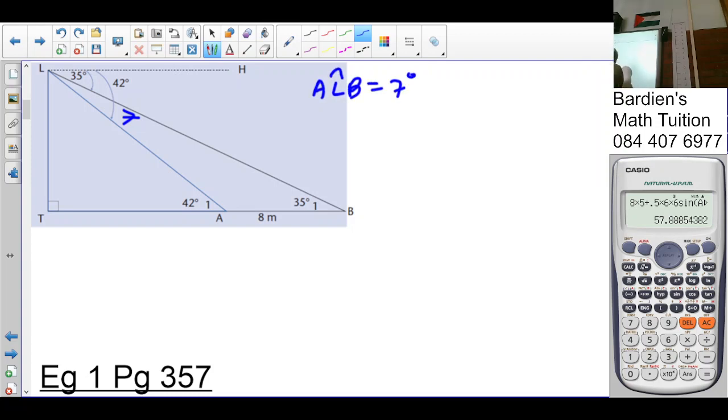What gets a 42 minus 35? Okay? Now which rule are we going to use? Sine rule. So sine of 35 degrees over LA is equal to sine of 7 over 8. So make LA the subject of the formula.